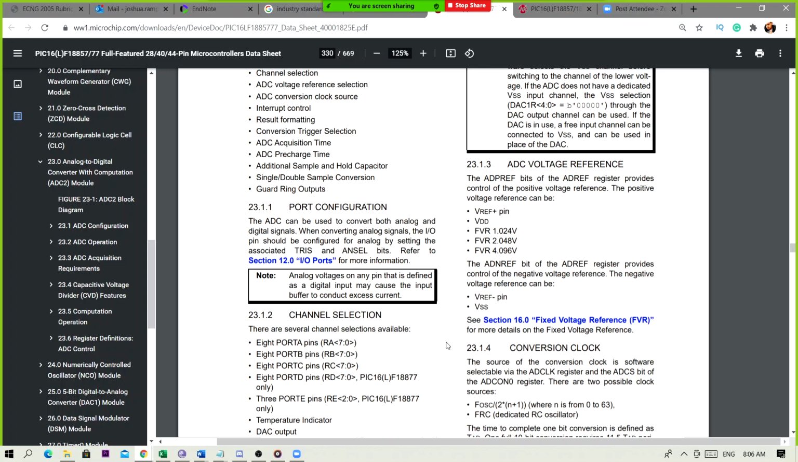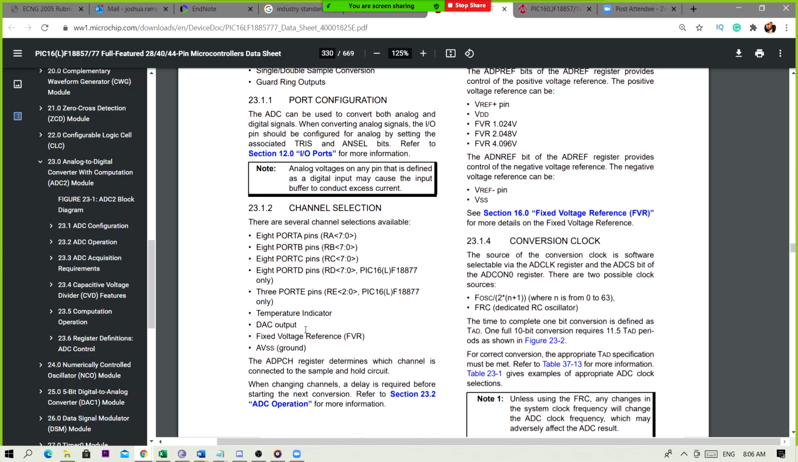Now let's look at the channel selection, which is what you were asking about next. There are several channel selections available: 8 port A pins, 8 port B pins, 8 port C pins, 8 port D pins on this model only, 3 port E pins, temperature indicator, and these are the internal ones there. So I could choose any one of these channels. You see, I have plenty of channels.